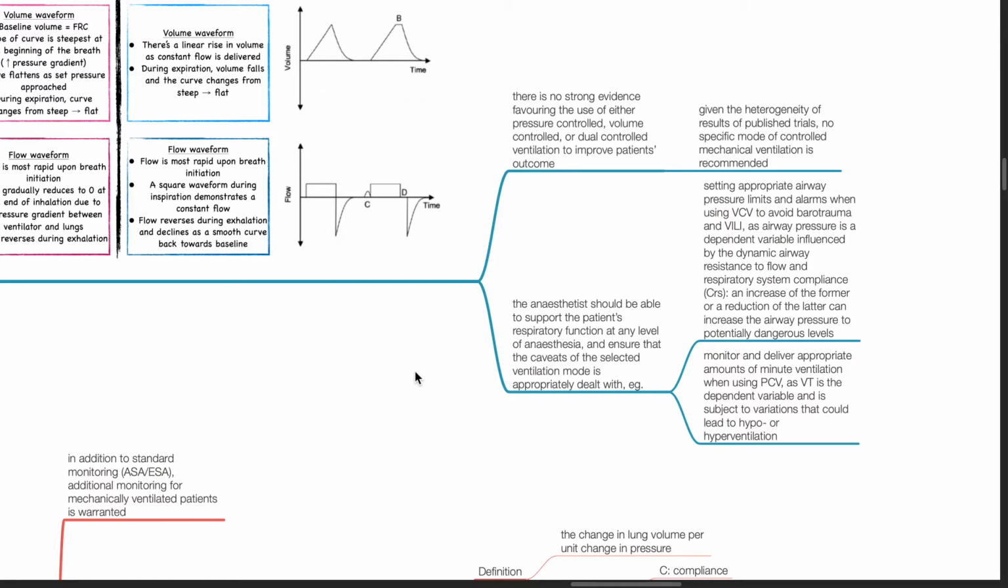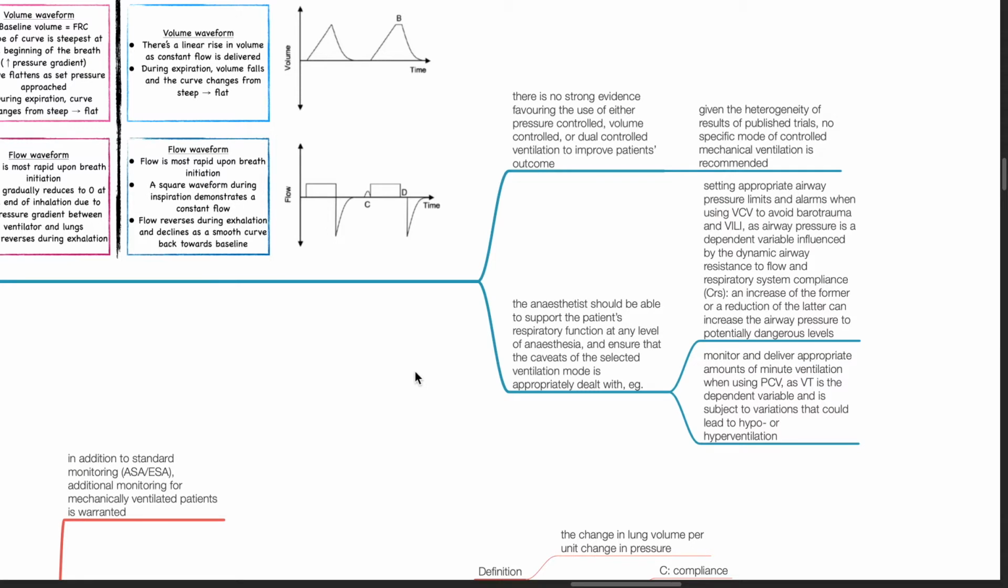For example, setting appropriate airway pressure limits and alarms when using volume control to avoid barotrauma and ventilator-induced lung injury, as airway pressure is a dependent variable influenced by the dynamic airway resistance to flow and the respiratory system compliance. An increase of the former or reduction of the latter can increase the airway pressure to potentially dangerous levels.